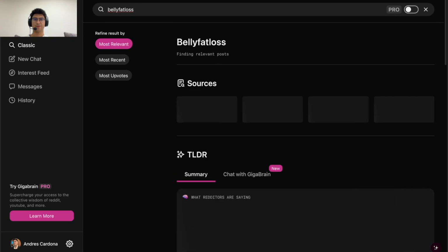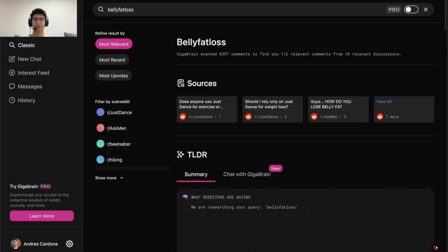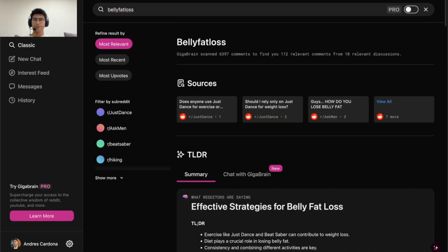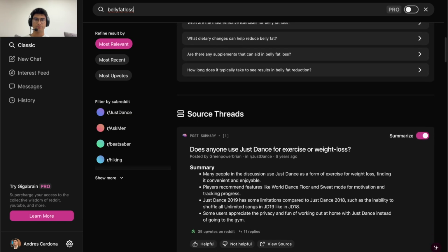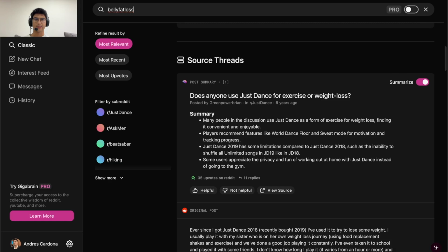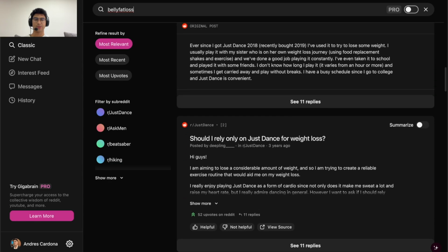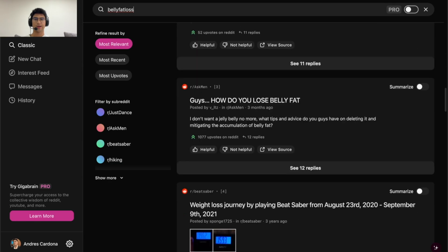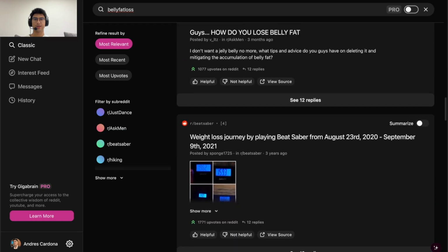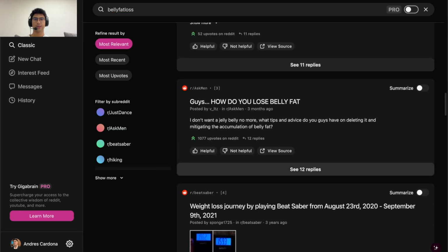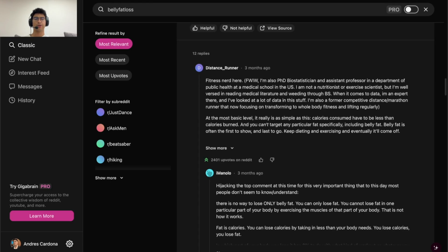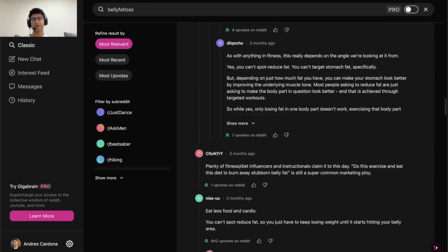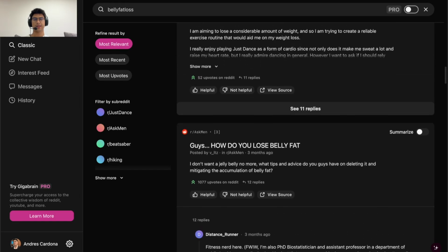You can do this for, for example, weight loss. Let me see if I can find something like this, belly fat loss. Okay, so: does anyone use Just Dance for exercise, weight loss? You're going to have everything that's related to belly fat. How do you lose belly fat? You're going to come right here, and you're going to read all of this, guys. I know this takes a lot of time, but this is actually good.